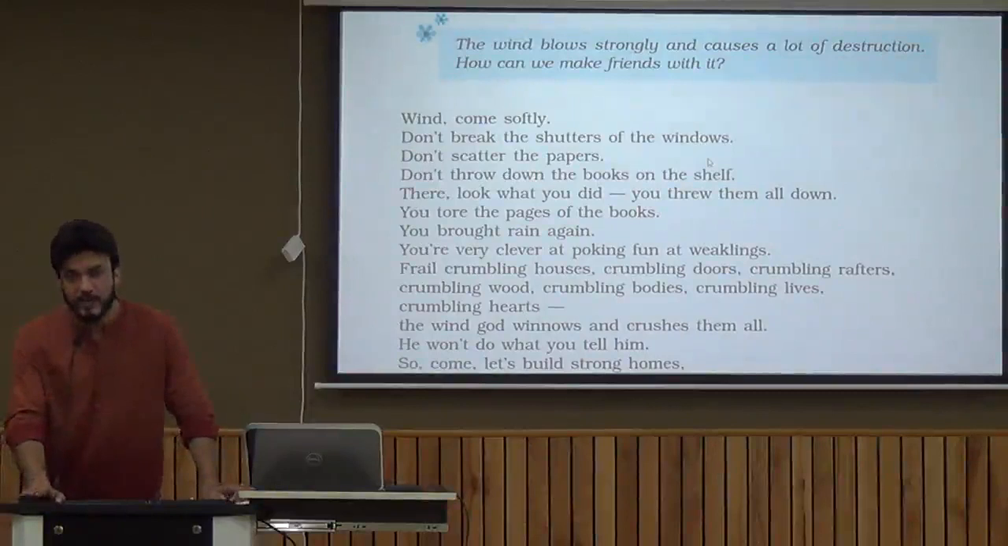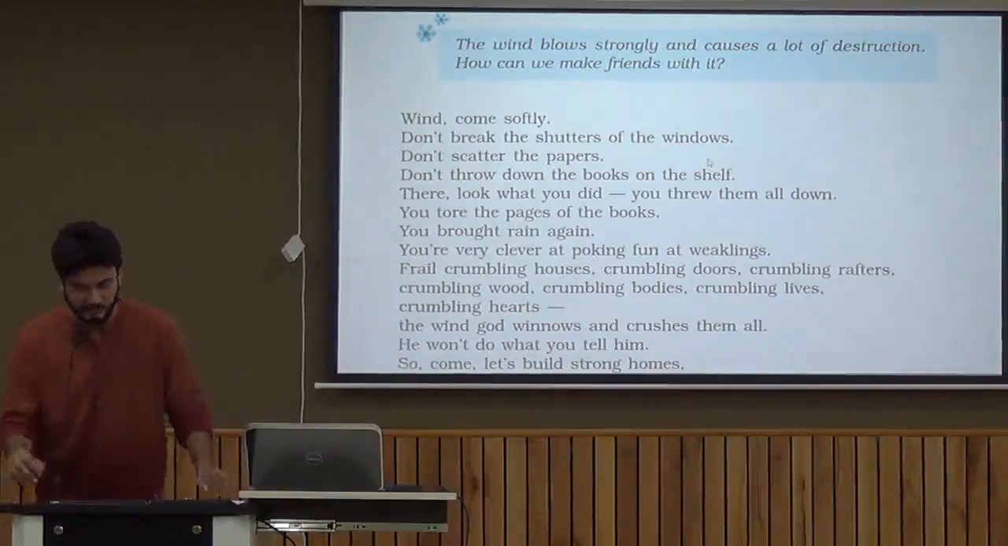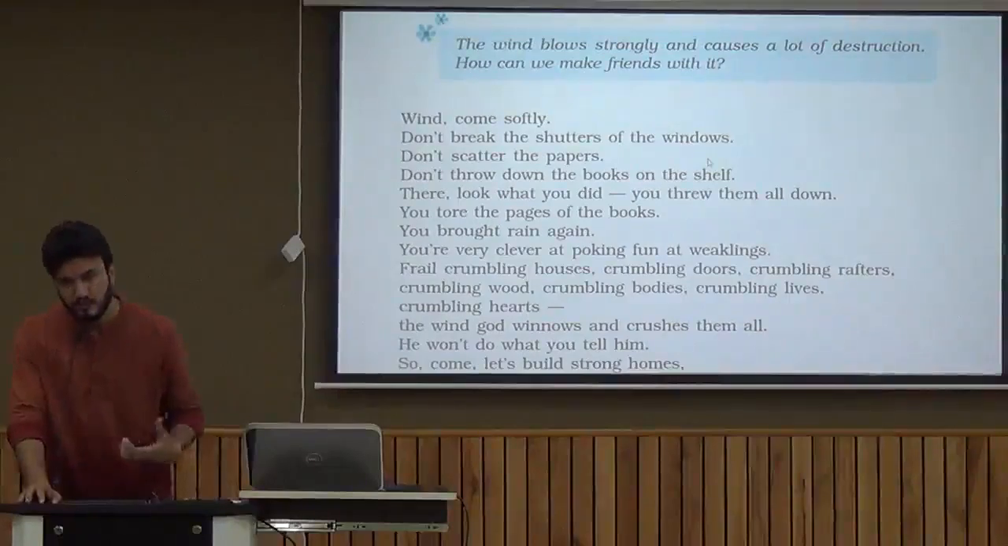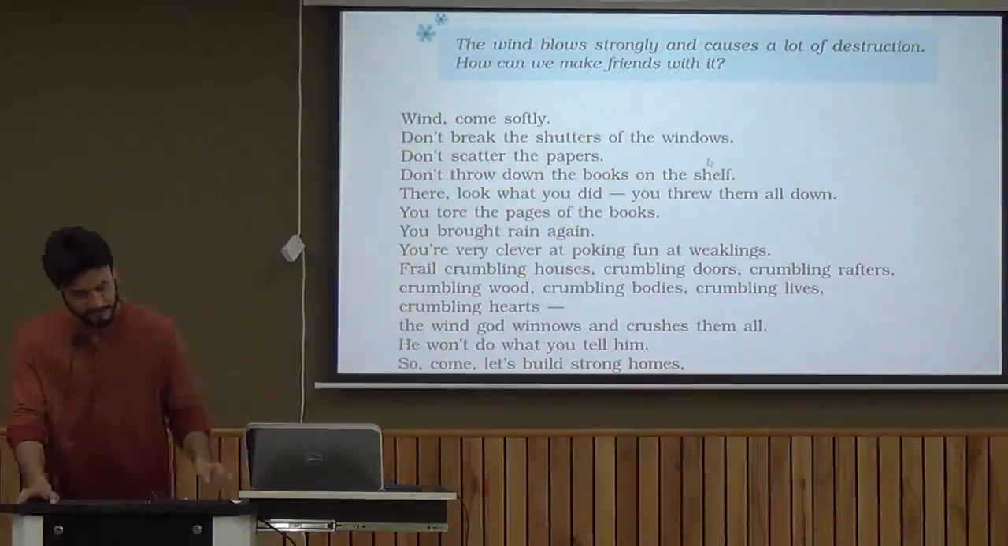Rain here, as you must be thinking, symbolizes tears. So problems, pains, tears, they are very much interrelated. They are intertwined together. You are very clever at poking fun at weaklings. So weaklings, those who are weak. So weakling can be anyone. Anyone who doesn't know how to face a problem. Anyone who doesn't know how to face a challenge, how to stand up against it.